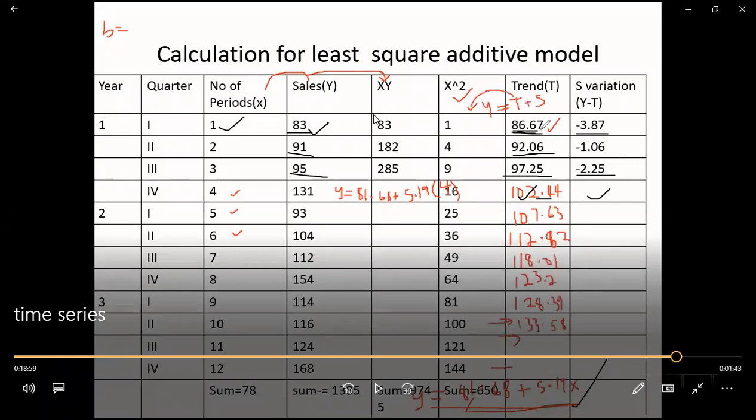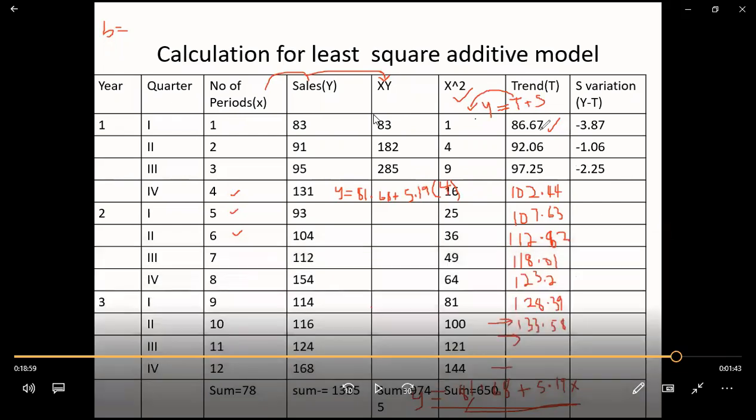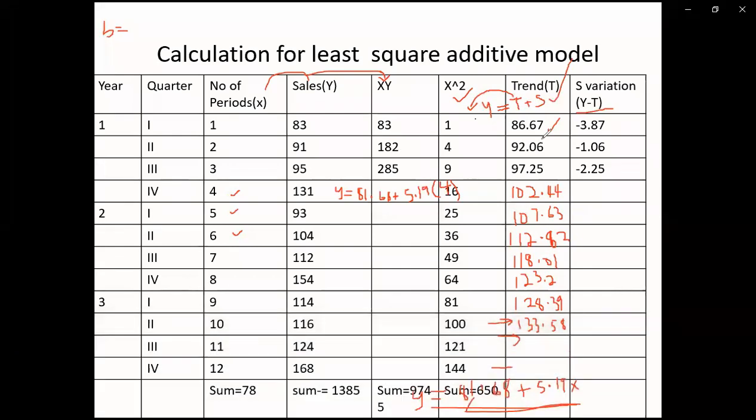Yeah, so I'll fast forward a bit for the sake of time. Yeah, so you can see that we are going to find seasonal variation, but take note, we are using an additive model here. So seasonal variation is going to be your observed data y minus the trend we just estimated. So that will be 83 minus 86.67. So do that calculation for me.